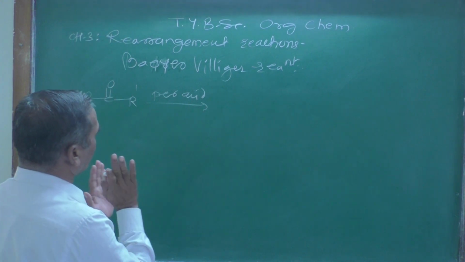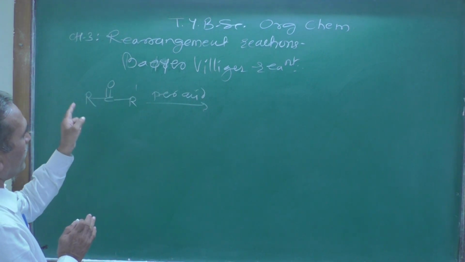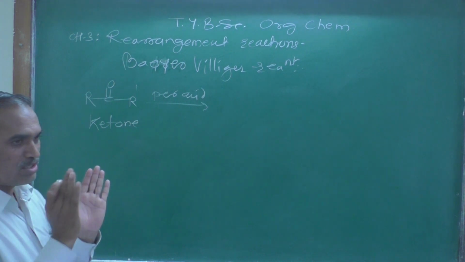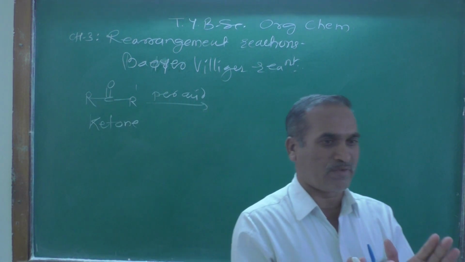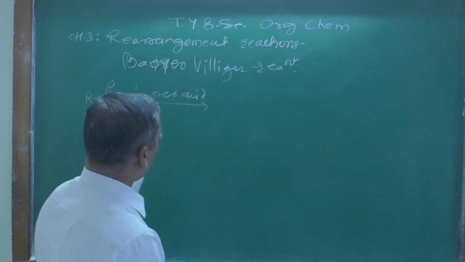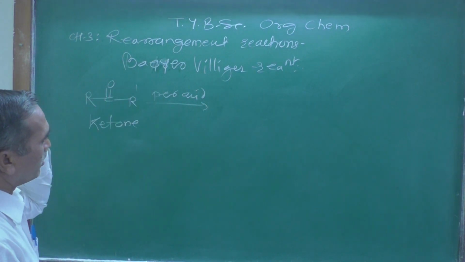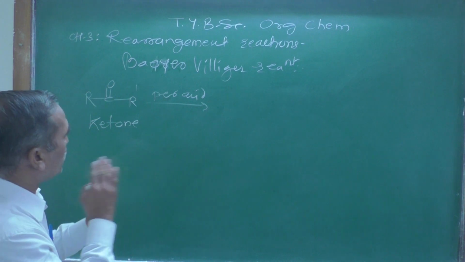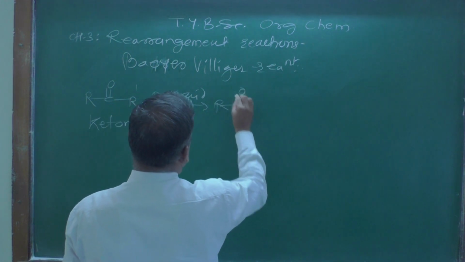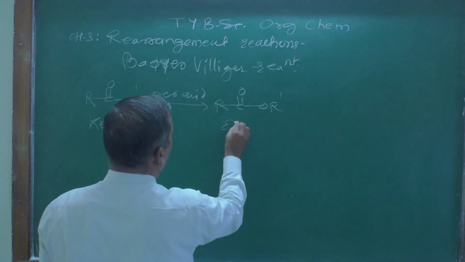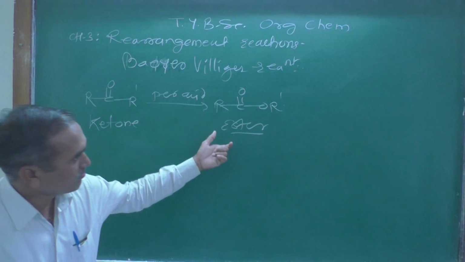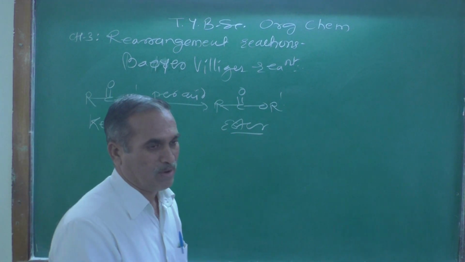Now the trick you should remember: this is the general formula of a ketone, as we know, right? The organic compound having the general formula R C double bond O R dash is known as a ketone. And when a ketone is allowed to react with a peracid, it forms this one, R C double bond O R dash. This is an ester. Understood this one? So what we did over here, this ketone is converted into an ester with the help of a peracid.